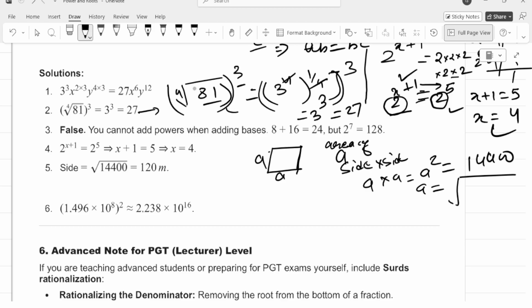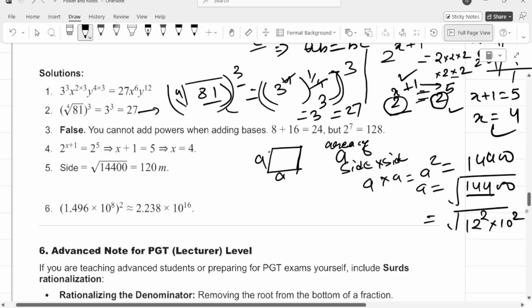When square is moved to the right side, it converts into root form. When we convert it to the other side, the index converts into a root. So 14400 is 144 into 100. Directly I note down 12 square into 10 square.